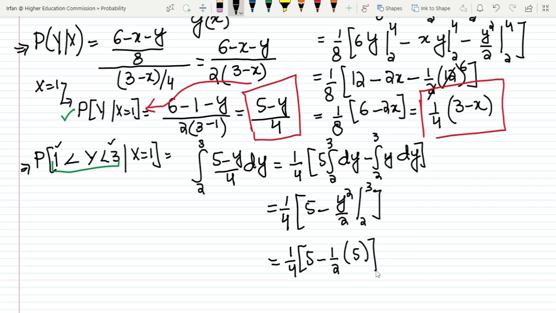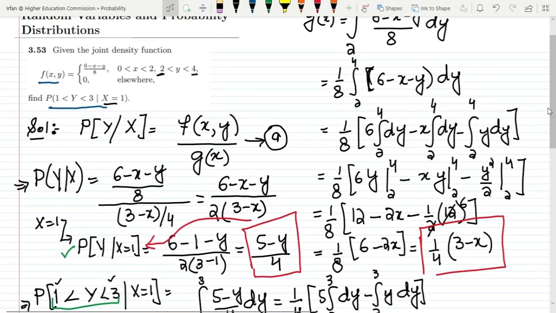Okay, so it will be here, so 5 minus 2.5 would be 2.5 divided by 4, or in your book the answer is 5 by 8. So it can also be written as multiplying the numerator and denominator by 2, and I will get 5 by 8. So that is the solution of the question 3.53.